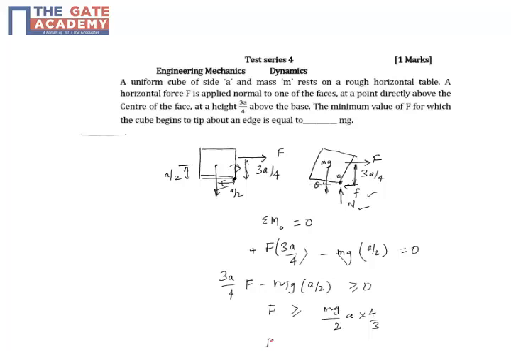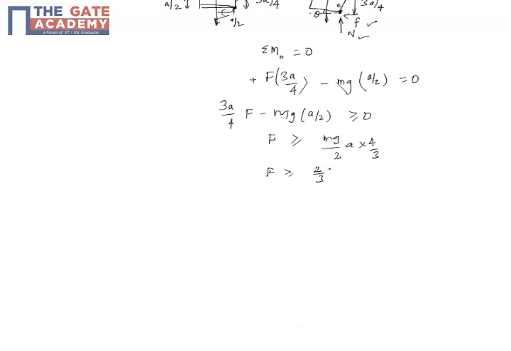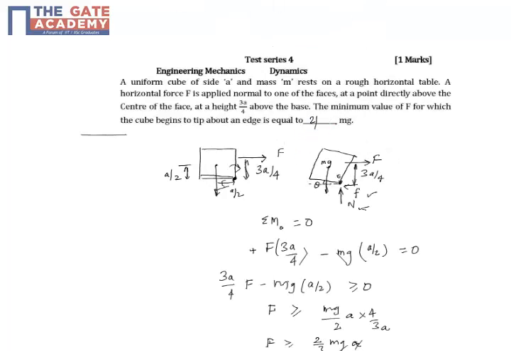So this is basically F will be greater than or equal to 2 by 3 mga, right? But a will get cancelled, a's and a's, so 2 by 3 mg. So basically the minimum value is 2 by 3 times mg. So the answer is 2 by 3. This is a simple free body diagram question. Thank you.